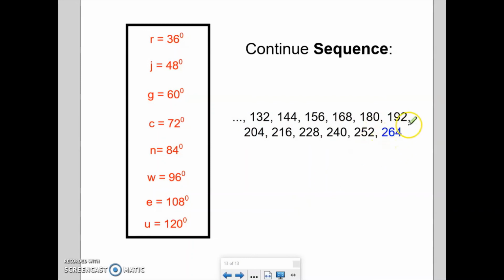If you ended up with 264, that is fantastic. You've shown some excellent understanding on the topic of angles within parallel lines.